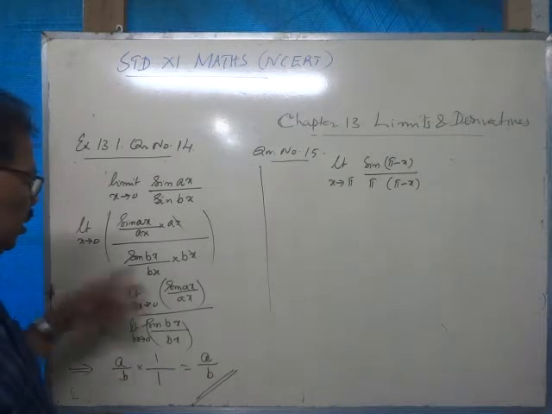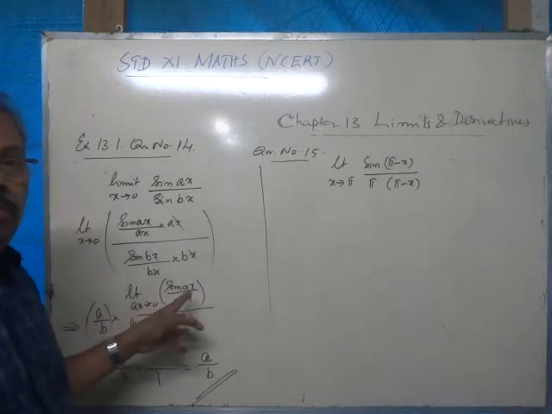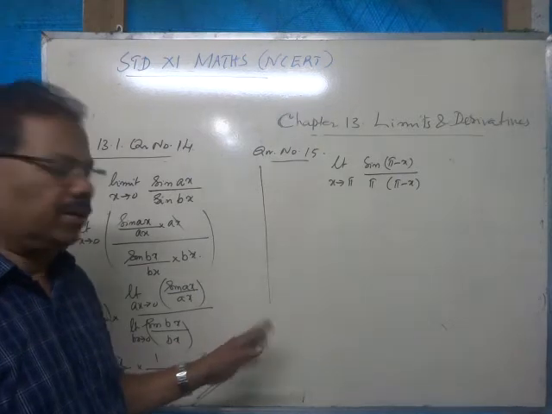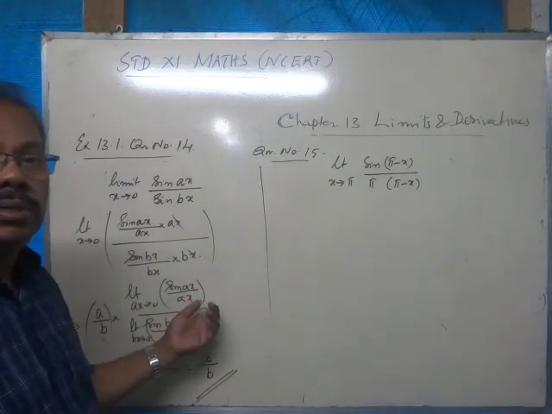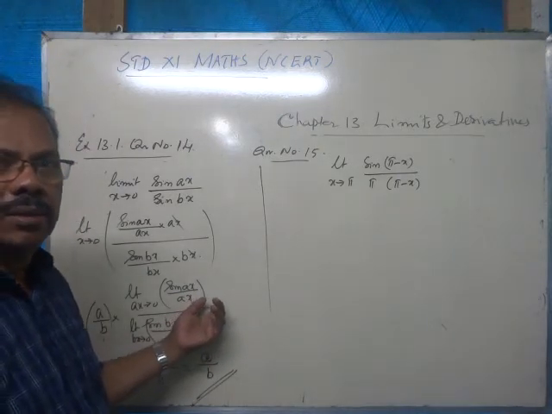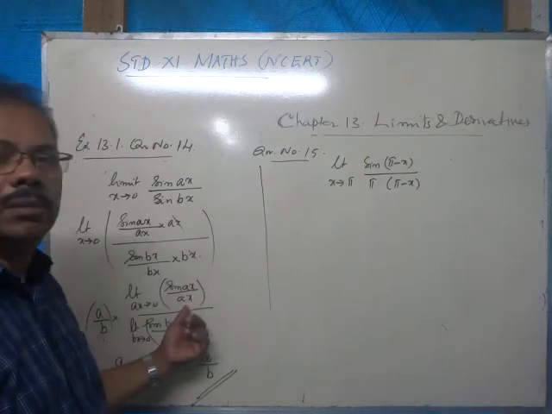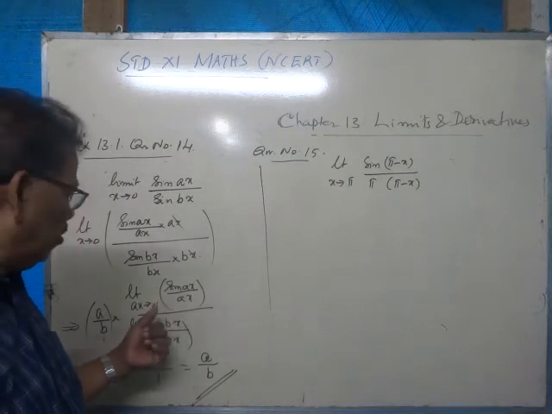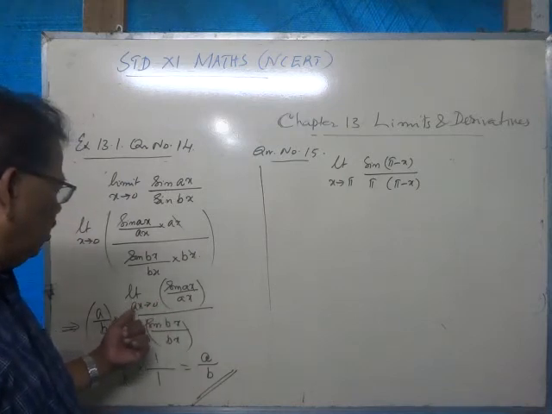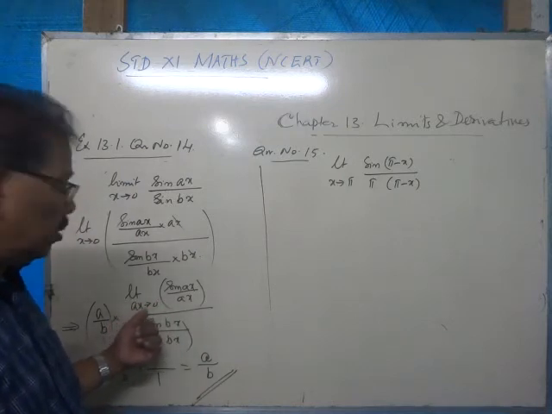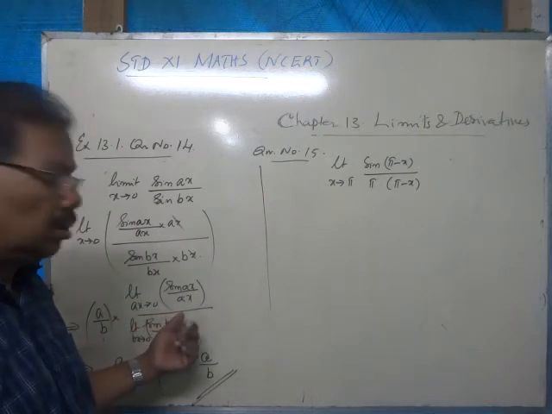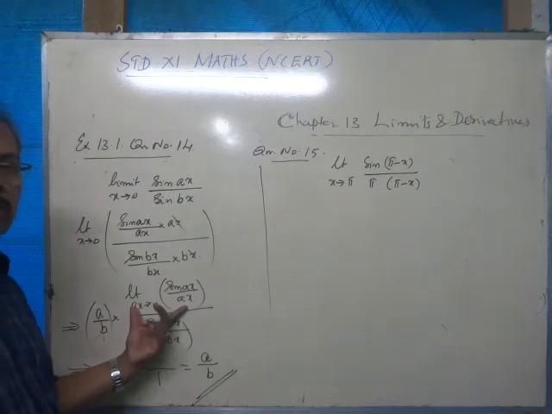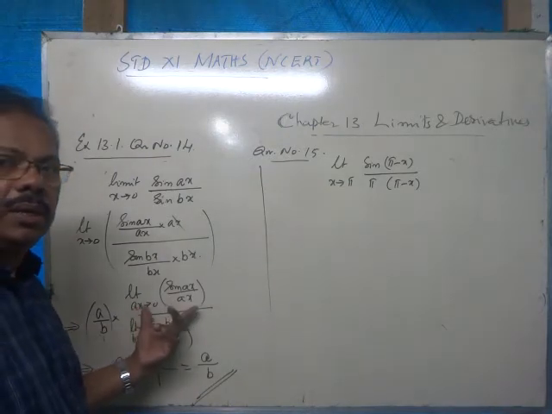We have converted this in the form limit x tends to 0 sin x by x. Instead of x it is ax. In the denominator also it is ax. Limit x tends to 0 has become limit ax tends to 0. Therefore, this is of the form limit x tends to 0 sin x by x.